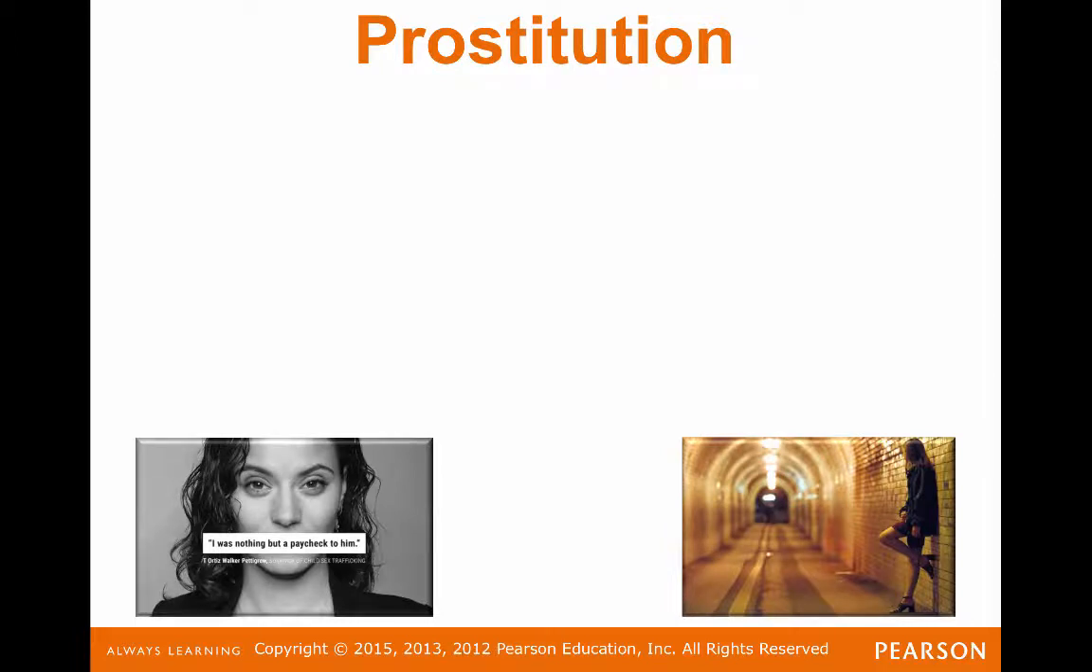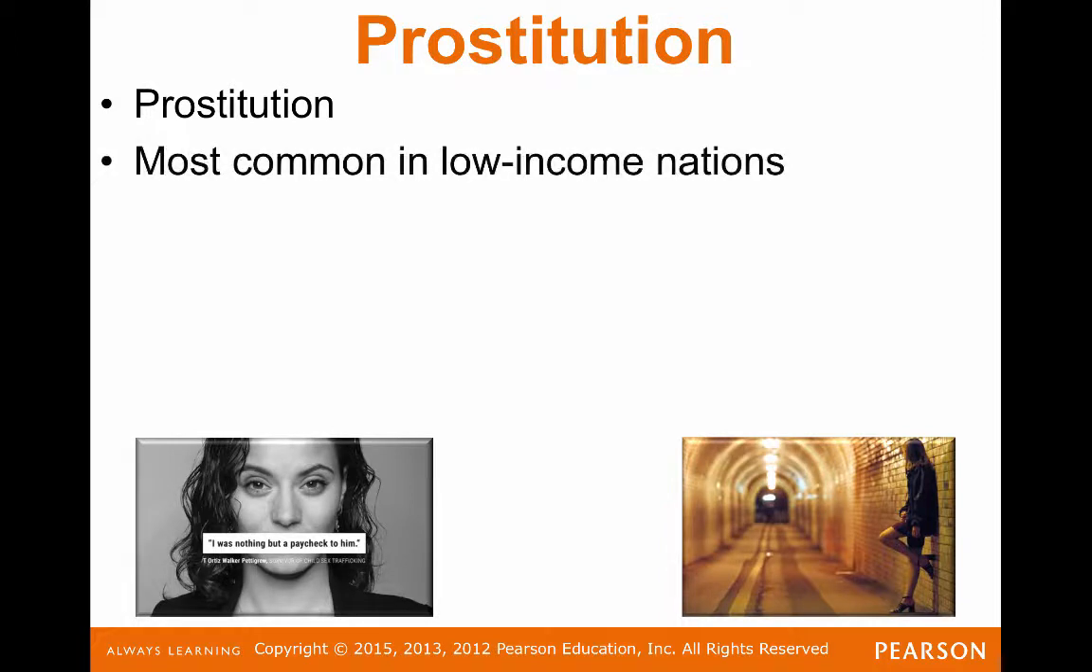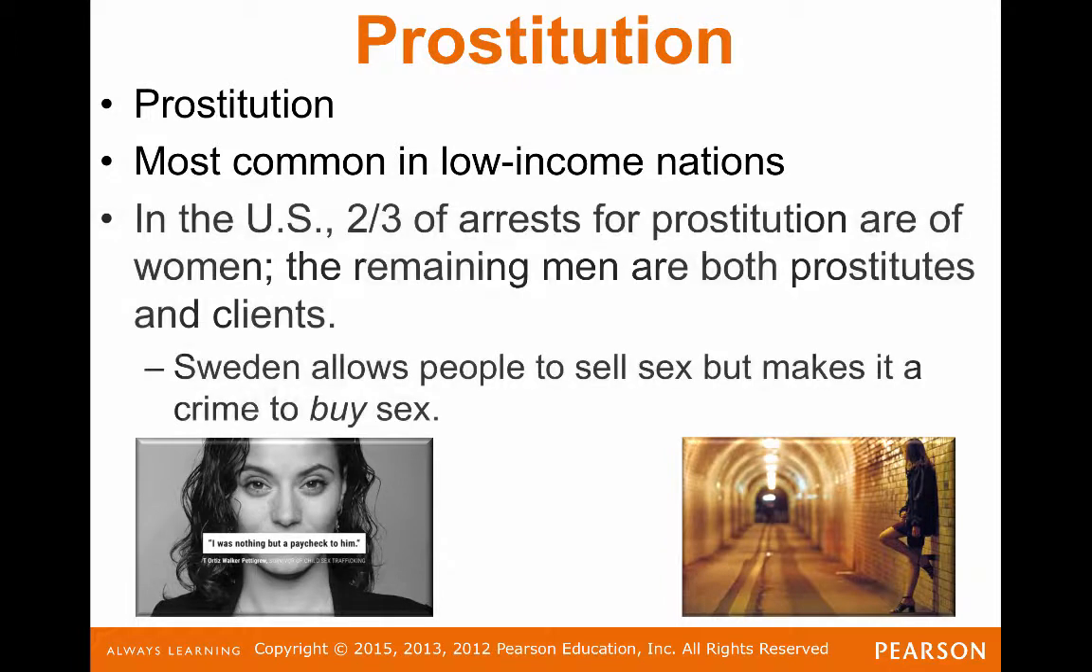Okay, so prostitution is just the selling of sexual services. It is most common in low-income nations because oftentimes women in low-income nations have low status. So there's very few jobs that they're able to get a hold of, since they have lower status, they have lower ability to get into the job market. So that's kind of more common. Most sex workers are women and they range from escorts to streetwalkers.